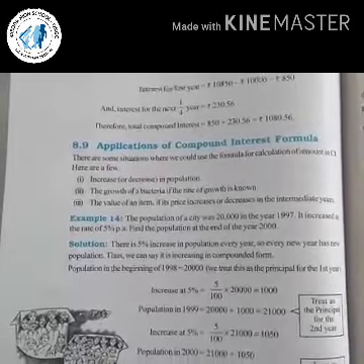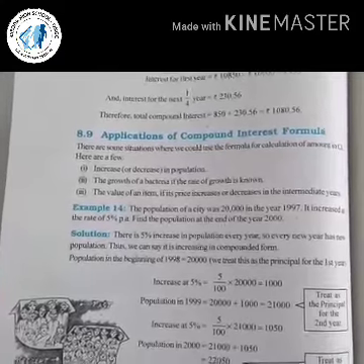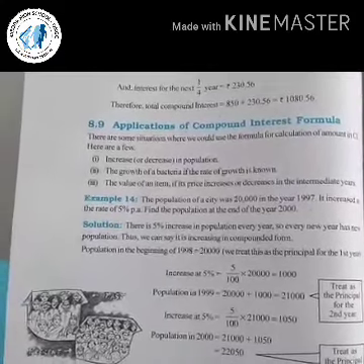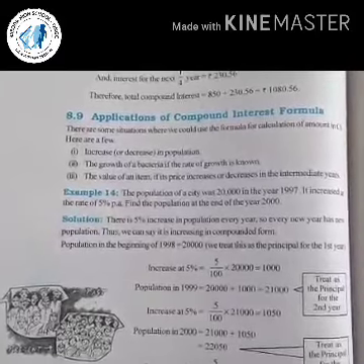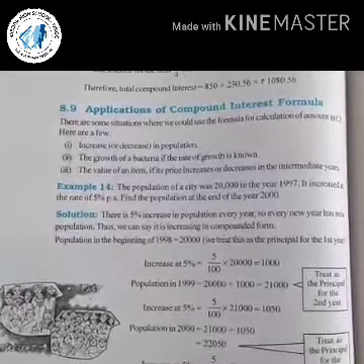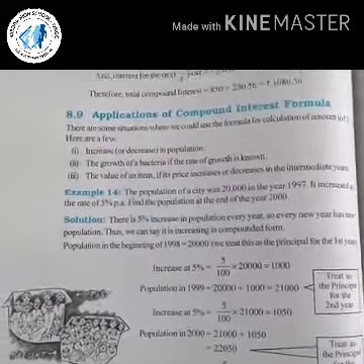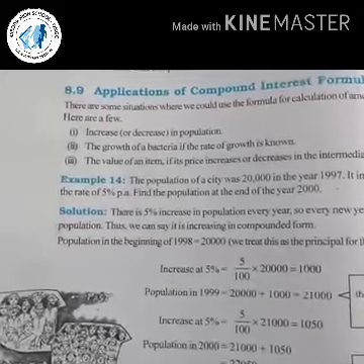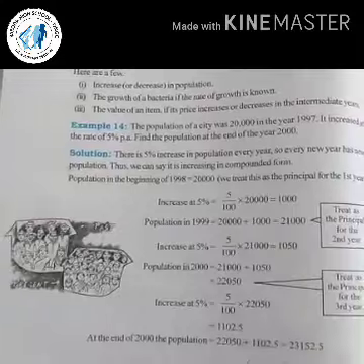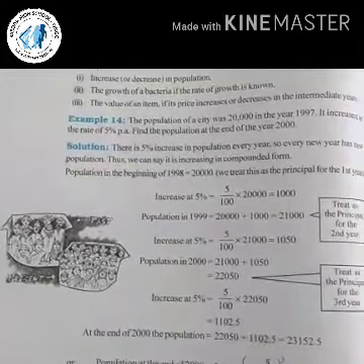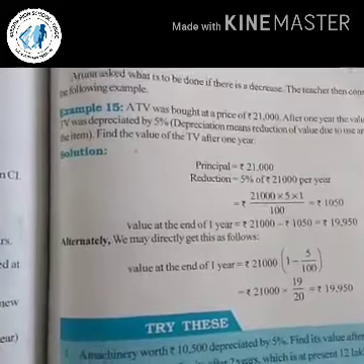Okay, students. So write down the topic: applications of compound interest formula. It is used when we have to find the increase or decrease when the rate is given, like increase or decrease in population, the growth of bacteria, and also the value of an item when it increases or decreases. Example 14, no need to write the question, but solve example 14 and example 15.